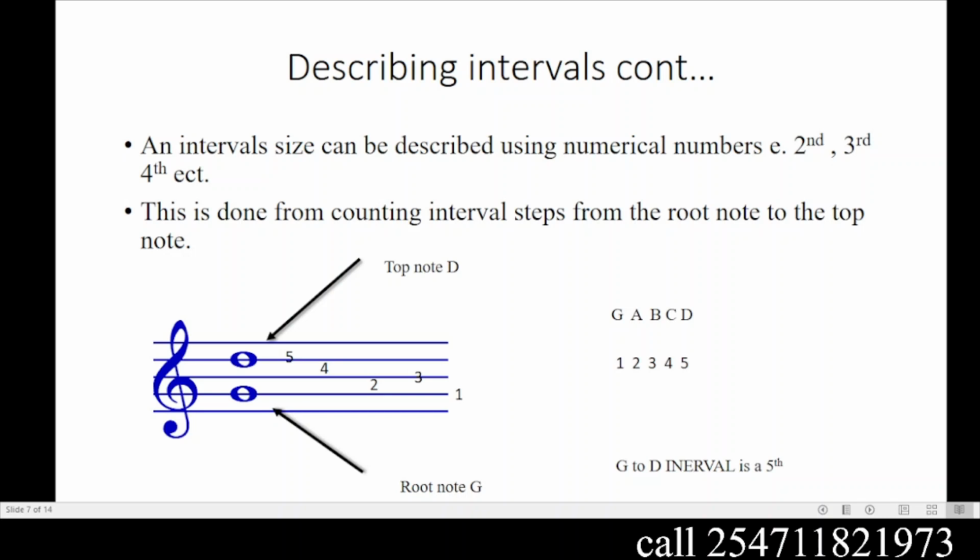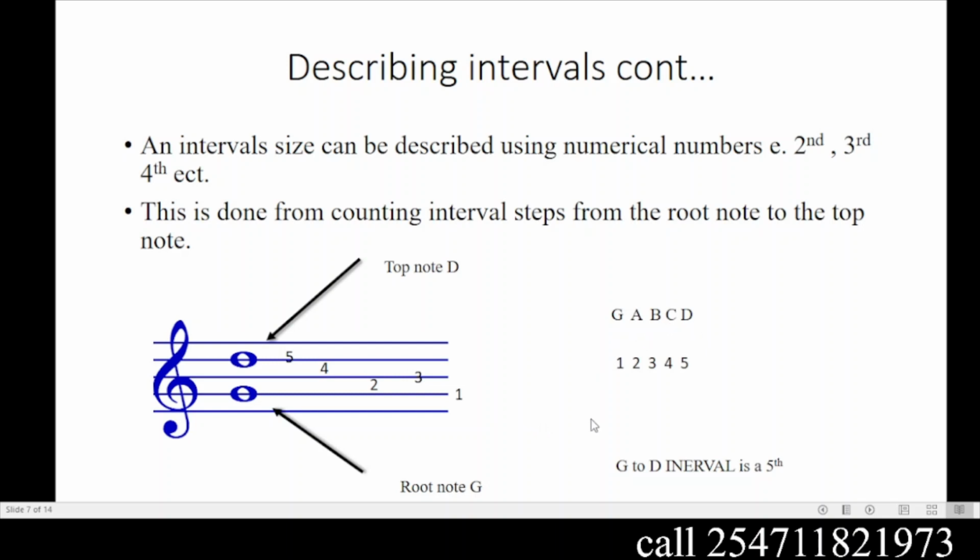For example, when you look at the image you have here, from the G here, from G to D, you just count G, the line 1, then the space 2, the line 3, then the space 4, then the line 5. That's how we get this interval to be a fifth. Or you can count using the letters of the scale. For example, it's G, A, B, C, D. From G to D it is 1, 2, 3, 4, 5.